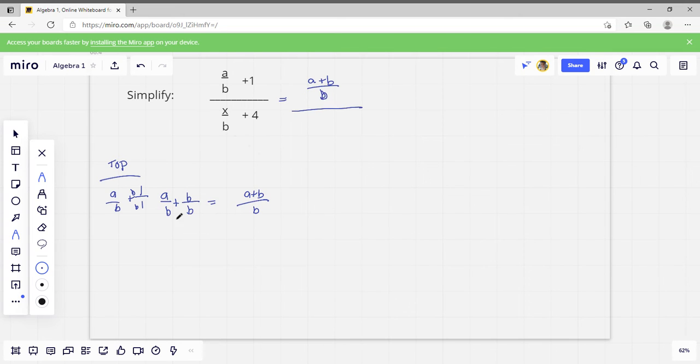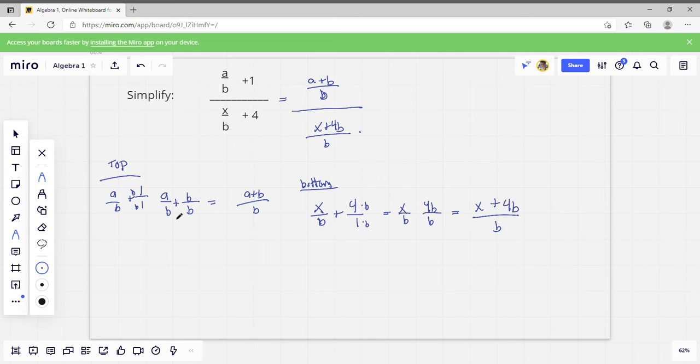Okay, and all that's going over. Now our bottom is x over b plus 4 over 1. So I just turned that into a fraction. Okay, and we need our new common denominator to be b, and that's x over b. So that means I had to multiply this times b over b, which means that would be 4b over b. So we're going to get x plus 4b over b. So that's our new bottom, x plus 4b over b.